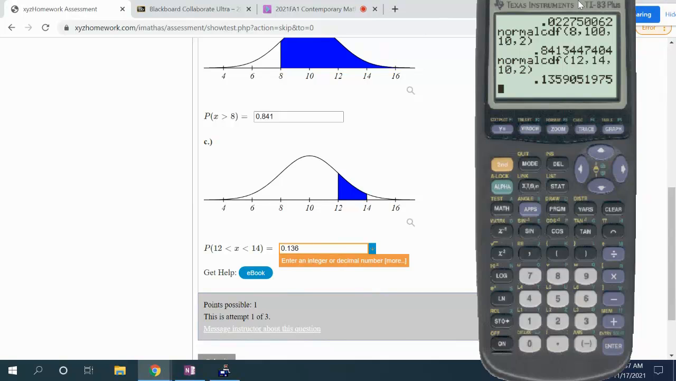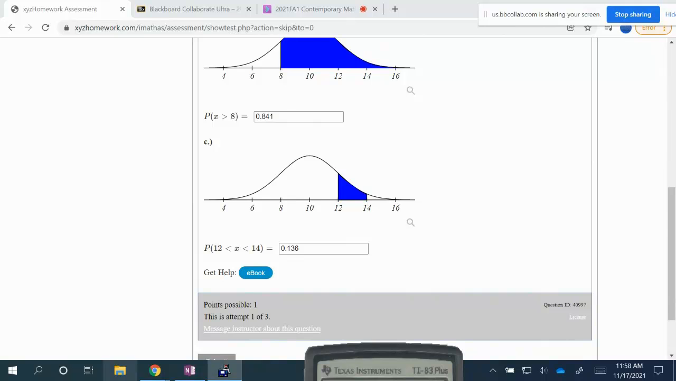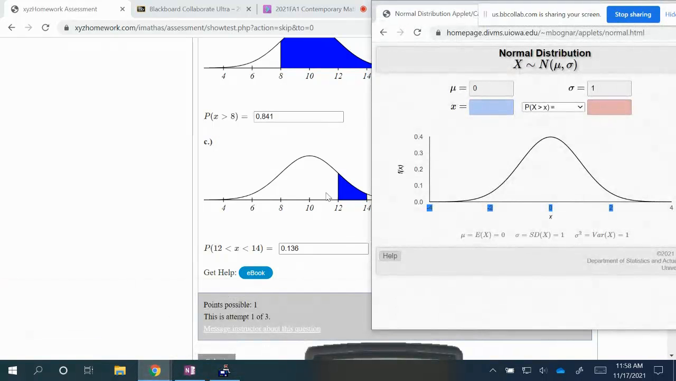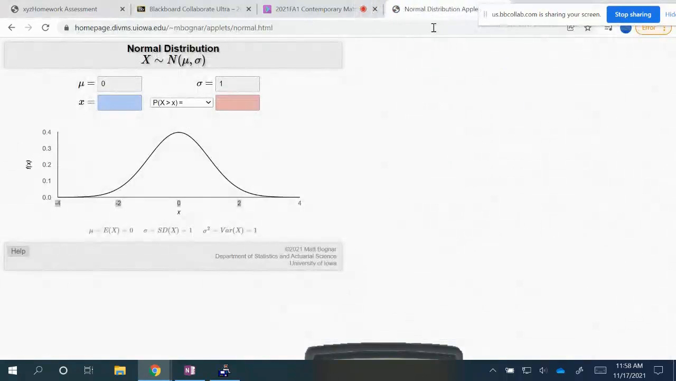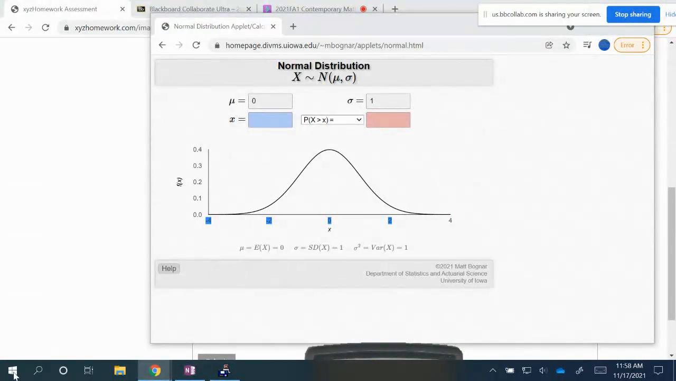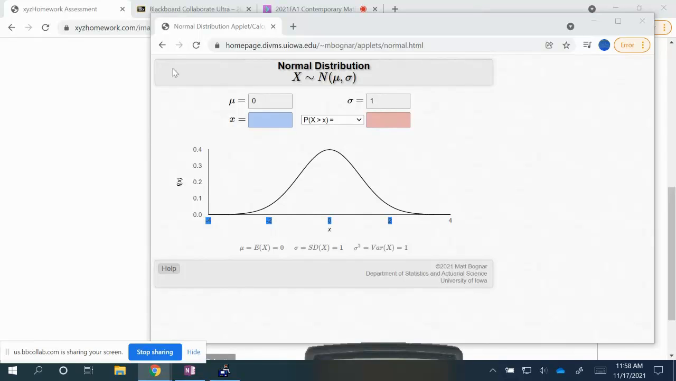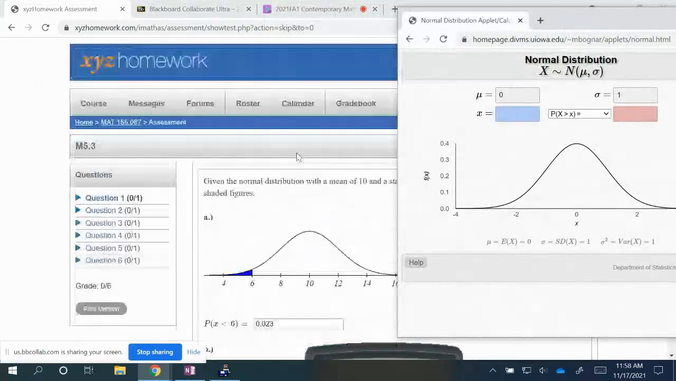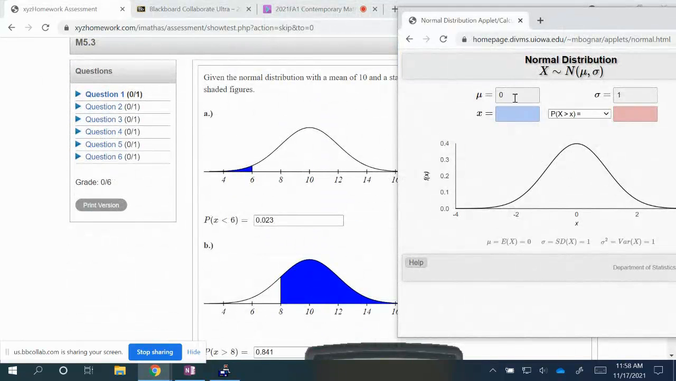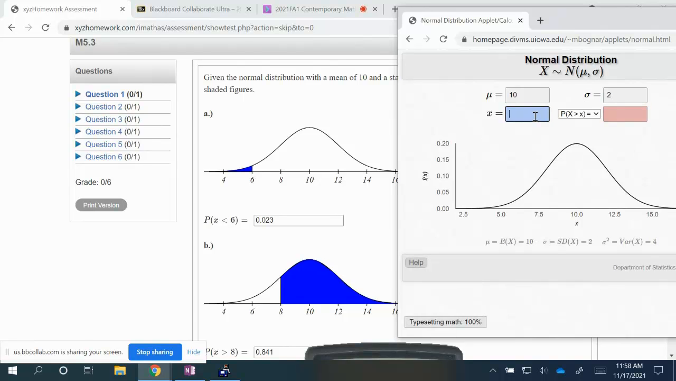Now you may not have the graphing calculator, so I'm going to use the applet. I didn't invent this, I just pulled it offline. Here's how this applet works. Going back up to the top, notice we have mu and standard deviation. I'm going to put in the mean of 10, the standard deviation of 2, and the x value of 6.